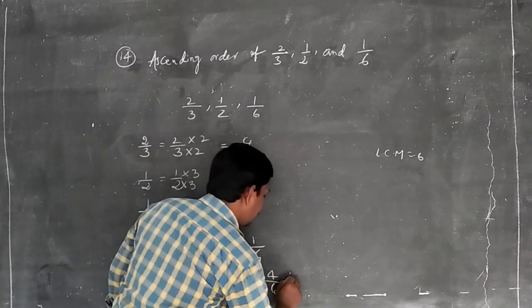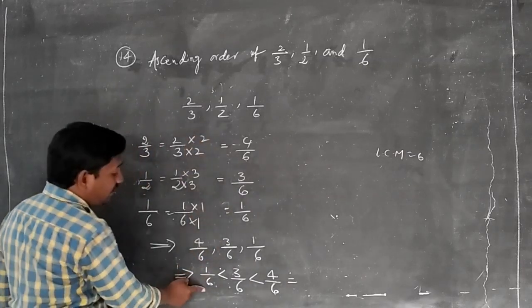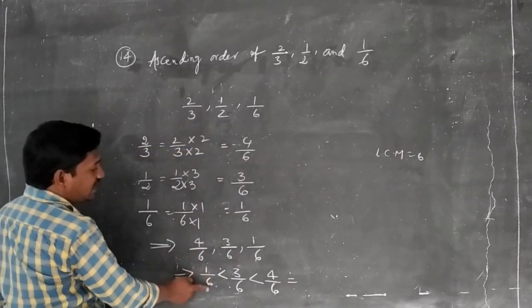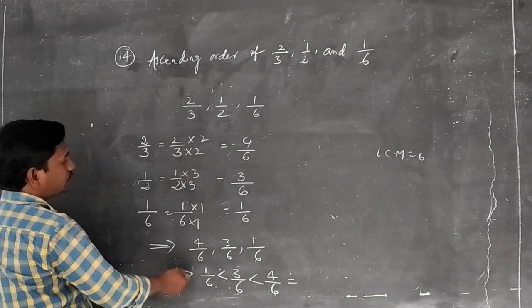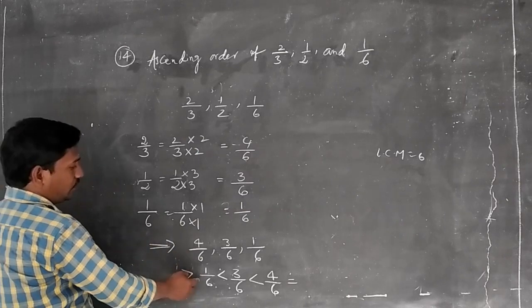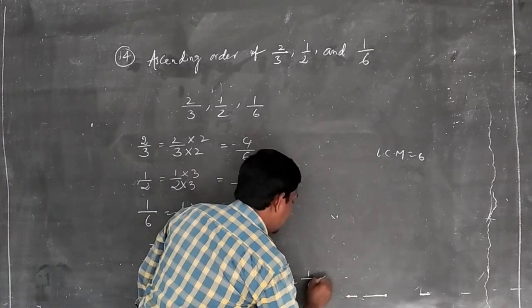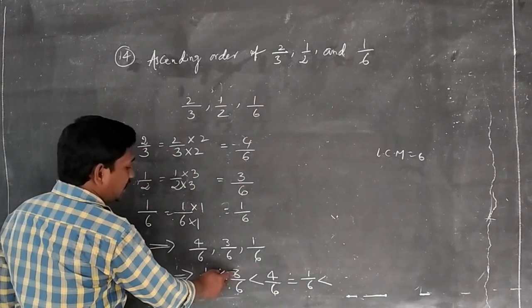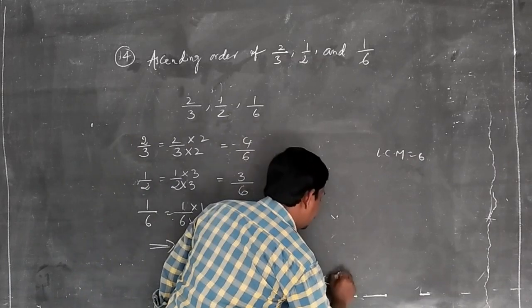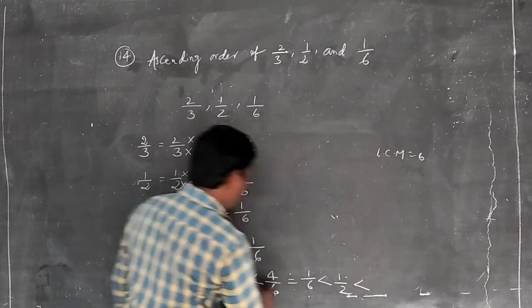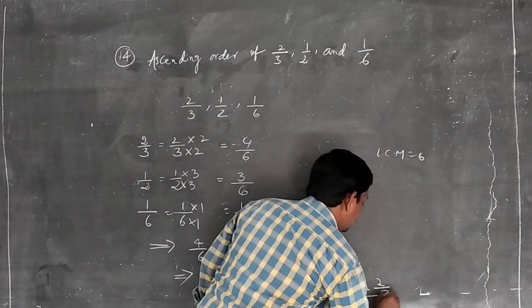Now the corresponding given fractions: 1 by 6 means 1 by 6, less than 3 by 6 means 1 by 2, less than 4 by 6 means 2 by 3.